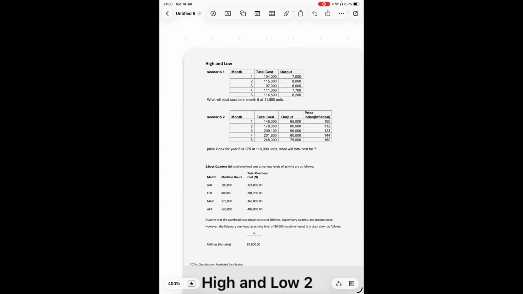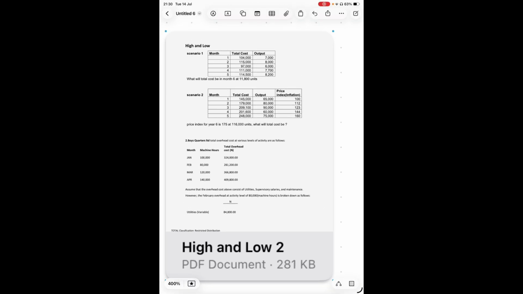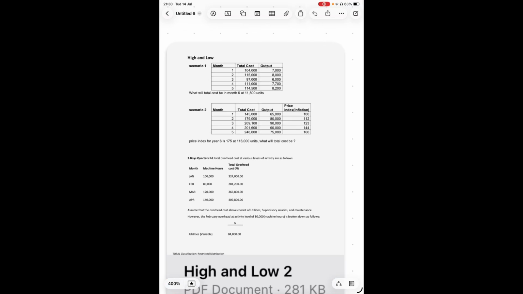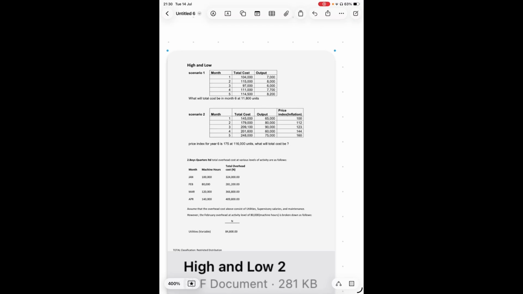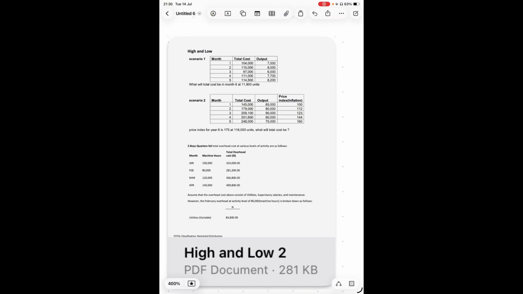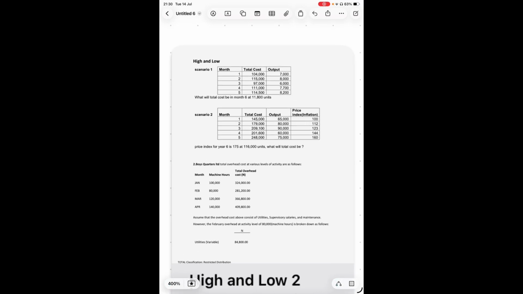Okay, let's look at the high and low method, how it works. It's quite easy. It's one of the most used methods of estimating cost. Even when the examiner is silent on how to estimate cost, this is the method to use. So let's look at this first scenario.